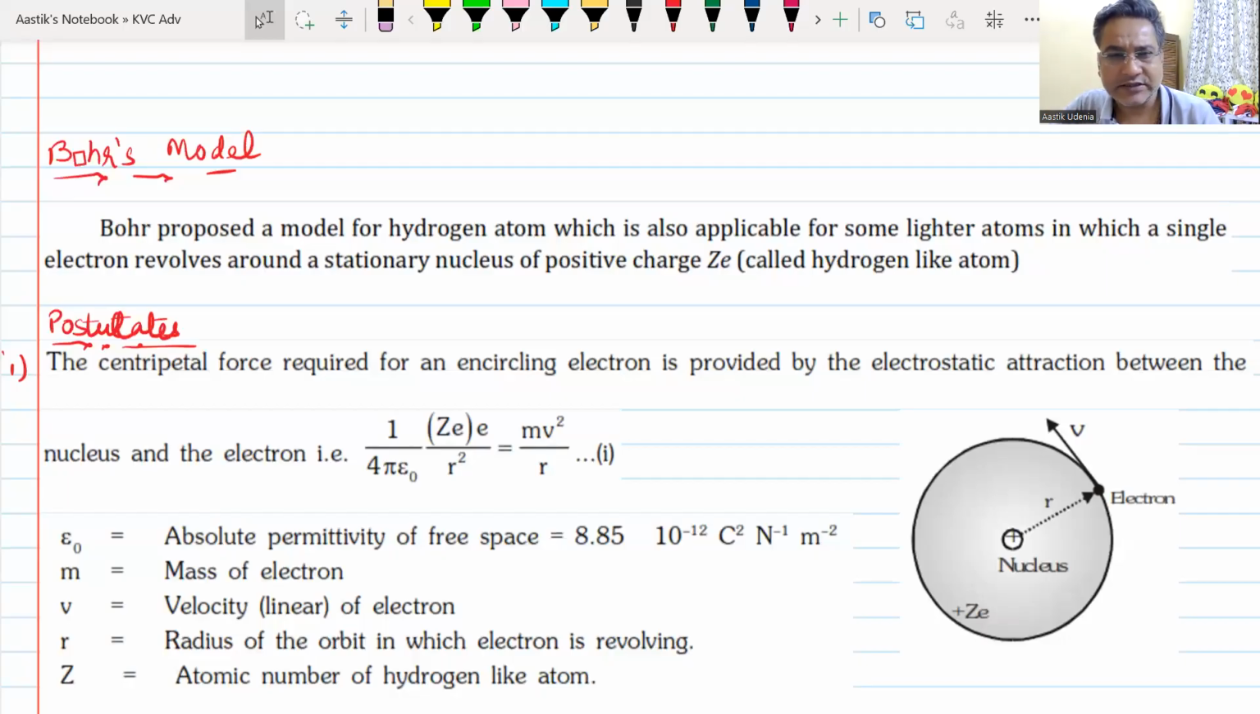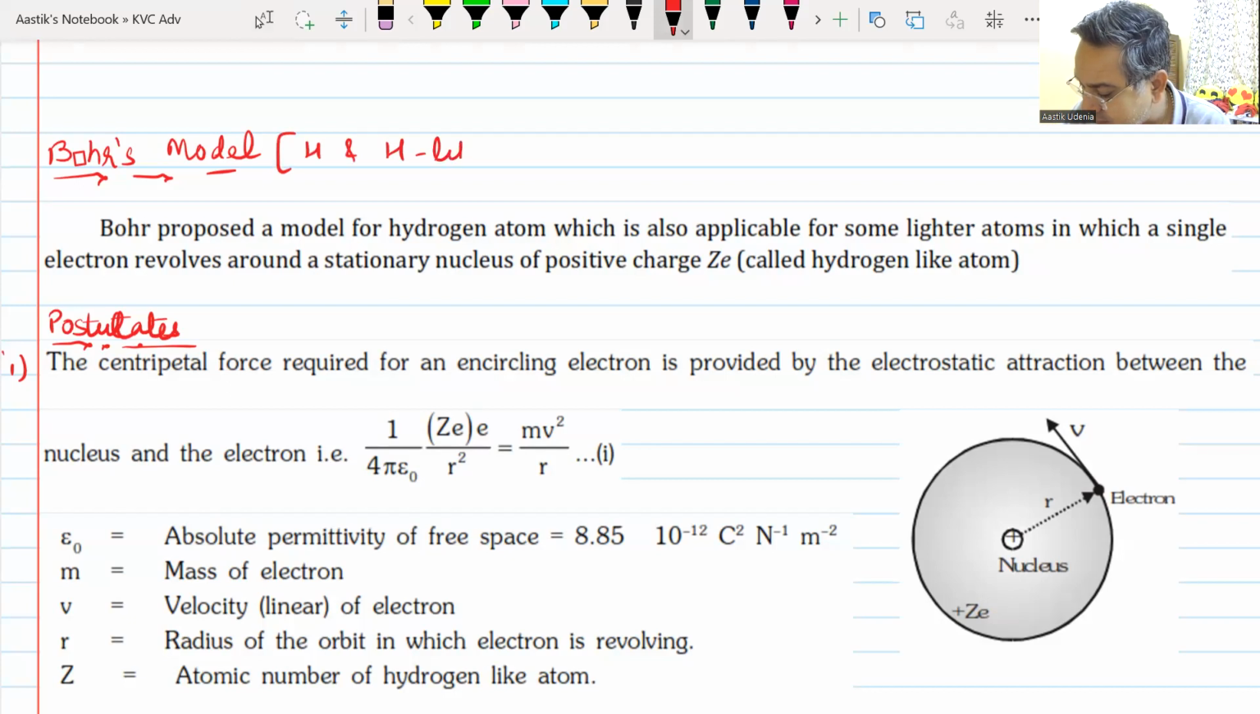So after the Dalton, Thomson and Rutherford models, you've seen all these three, comes the next one, and the next one is Bohr's atomic model, or Bohr's theory. He proposed this theory, which is applicable for hydrogen and hydrogen-like atoms.